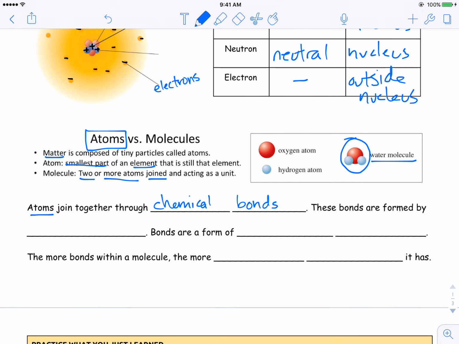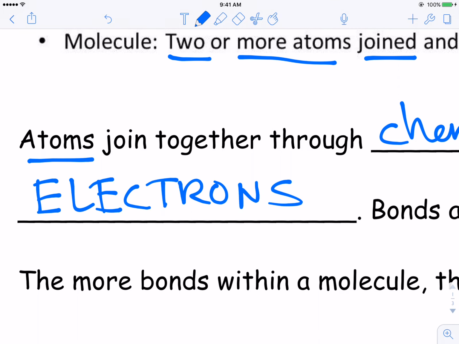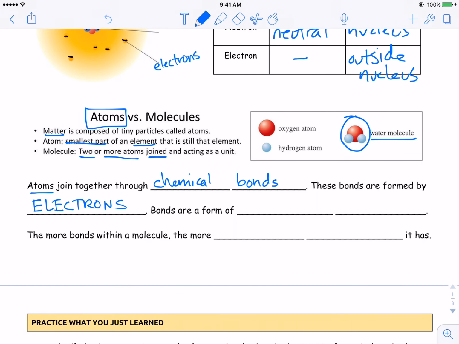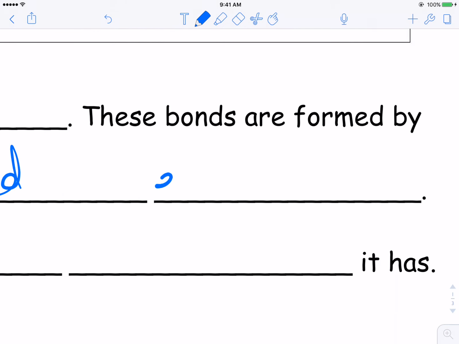And these bonds are formed by electrons. Electrons are what form chemical bonds. Sometimes they're gained and lost. Sometimes electrons can be shared between atoms. And what bonds are, they're a form of stored energy, which will be important when we get to things like digestion.